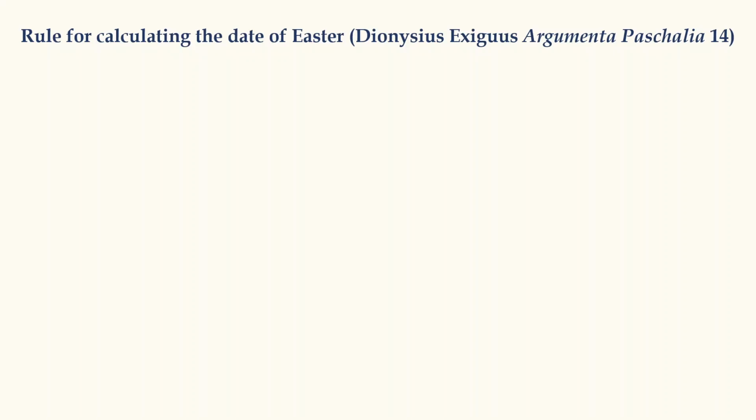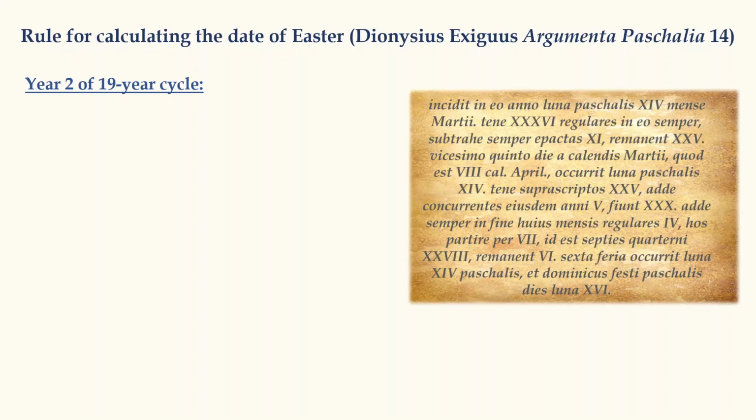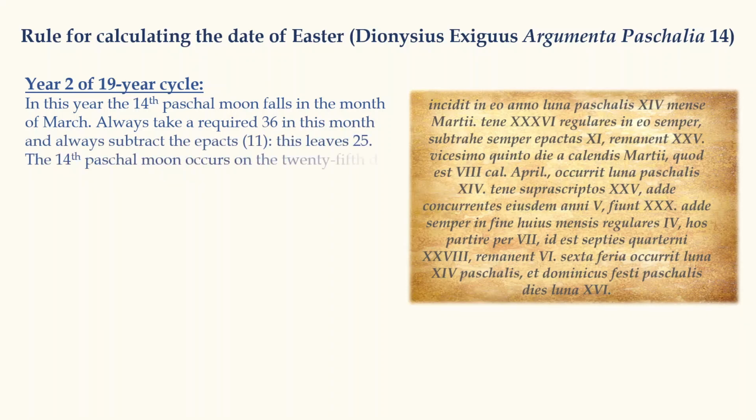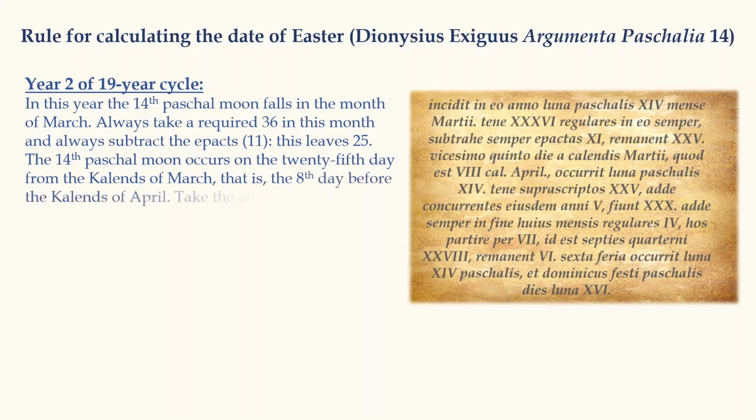So in section 14 of the Argumenta Paschalia, Dionysius runs through how to calculate Easter in the first 3 years of the cycle. We'll ignore 1 for now because it has an added complication, but here's year 2. In this year, the 14th Paschal moon falls in the month of March. Always take a required 36 in this month, and always subtract the epacts, 11. This leaves 25. The 14th Paschal moon occurs on the 25th day from the calends of March, that is, the 8th day before the calends of April.